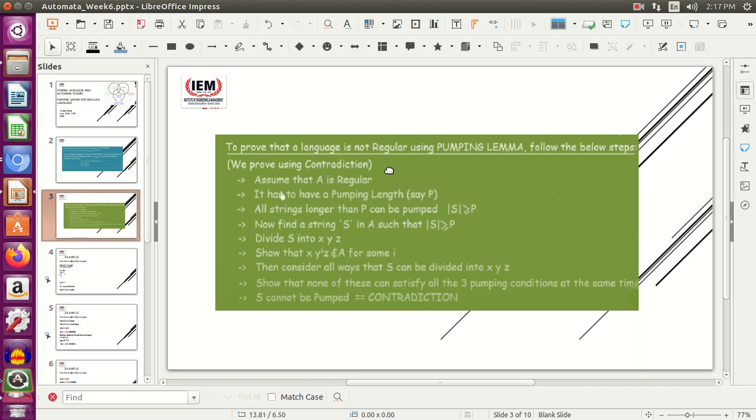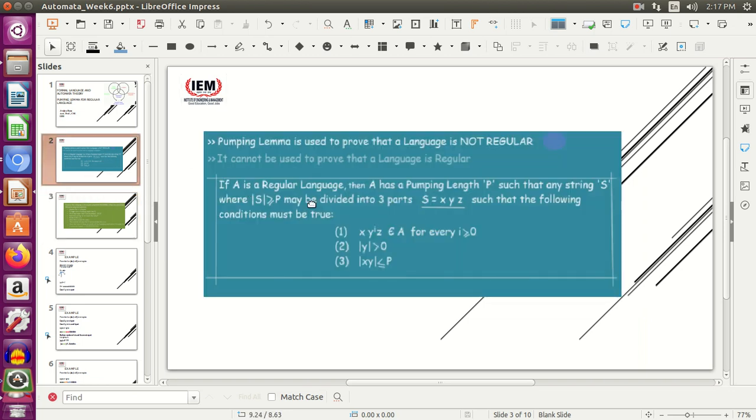As I said, it's a proof by contradiction. After that, we will set a pumping length. We will assume some length to be the pumping length, and we will consider a string of this language A whose length is equal to or greater than P. It's just what is written in the statement of the lemma.